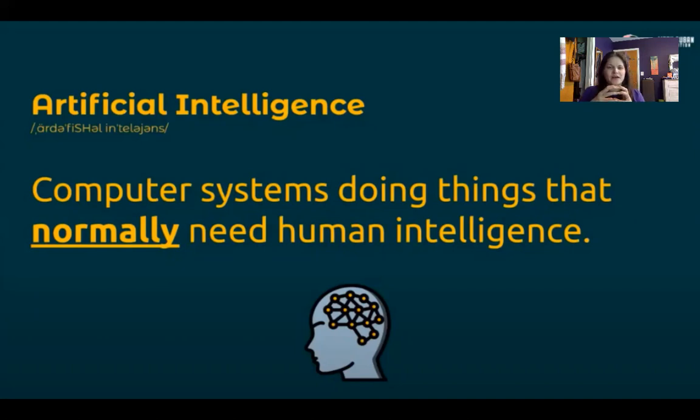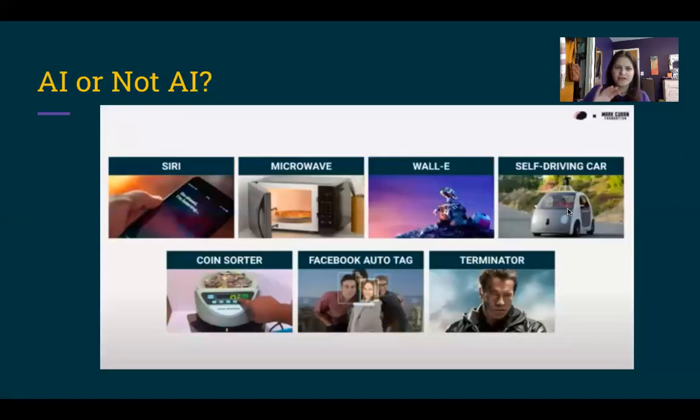Some of you guys might not completely buy that as an example of artificial intelligence. We'll get a little bit more into that in a few more slides. Let's first talk about some examples, whether you think these examples are AI or not. So you've got Siri, the microwave, Wall-E, self-driving cars, a coin sorter, Facebook auto tag, and the Terminator.